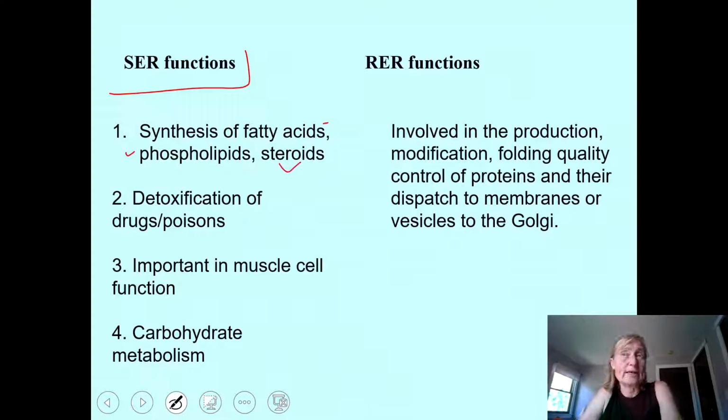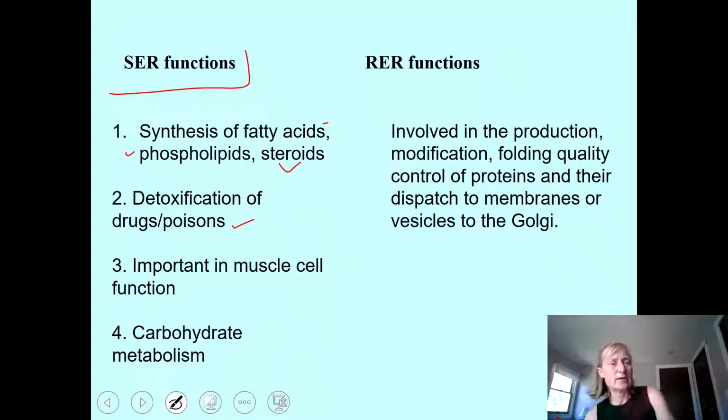So SER in cells in, say, the testes are doing the job of making testosterone, for example. Another function of the SER is to detoxify drugs and poisons. The SER has enzymes that enable this part of the cell to take poisons and make them less poisonous, to make them more water soluble so they're easier to get rid of.